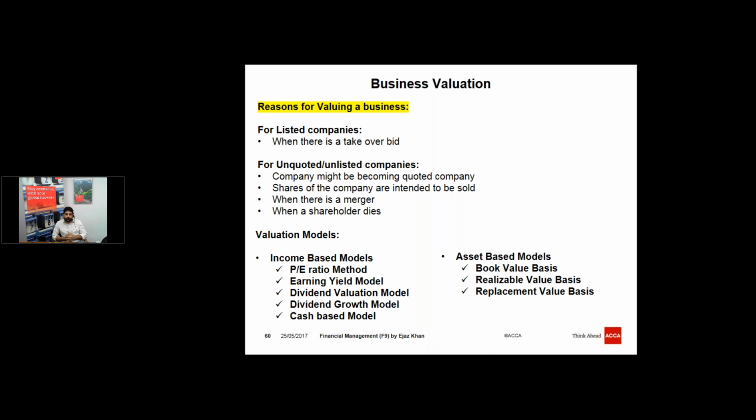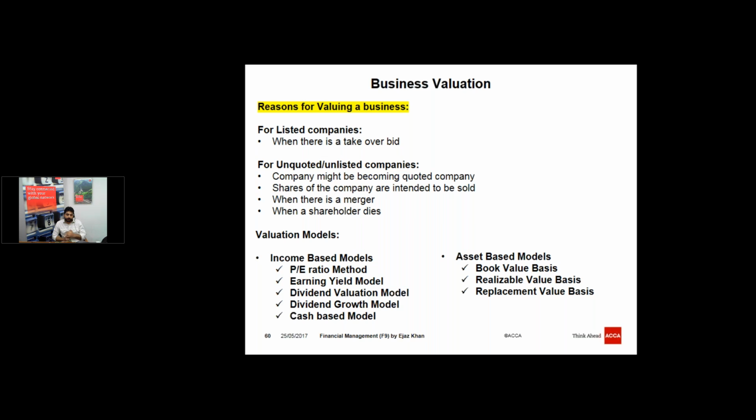what you do is you just add the values of all the assets on the balance sheet and then subtract the debts, because you have to pay the debts in case the company is liquidated. So what you have to pay for the equity will be the total value of the assets minus the total value of the debts on the balance sheet. But this is a book value basis, and we never use this method for valuation. It's only on the papers, and we never use it in practice.